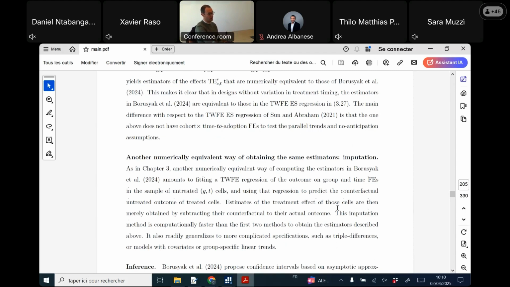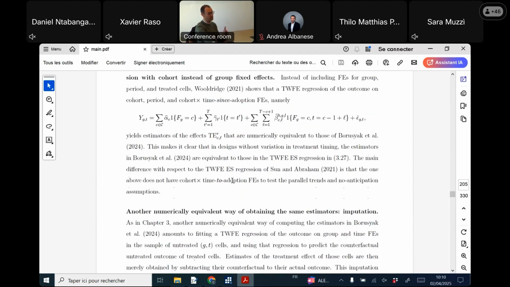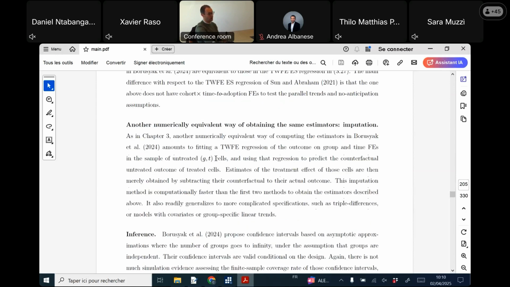Okay, and an advantage of this imputation method is that even with very optimized commands such as reghdfe in Stata or in R, in large data sets where you can potentially have a very large number of fixed effects, estimating models with fixed effects can take a little bit of time. So an advantage of this formulation is that the first step, the two-way fixed effects regression, does not have that many fixed effects, and so it can be a bit faster computationally.